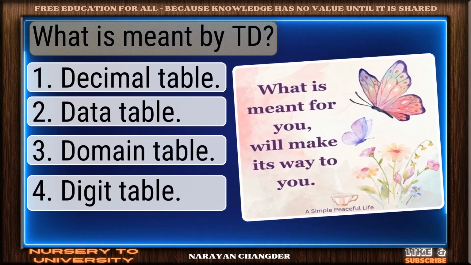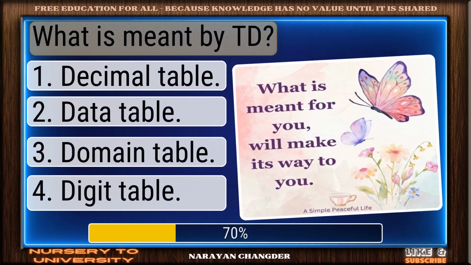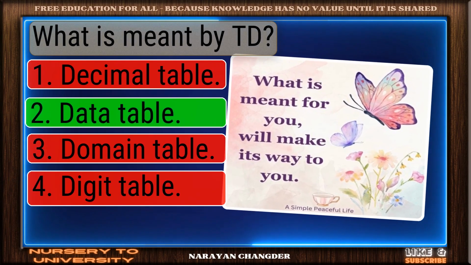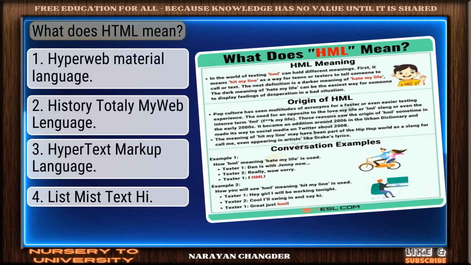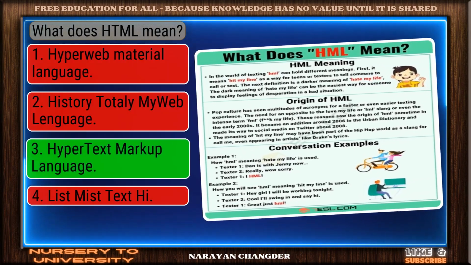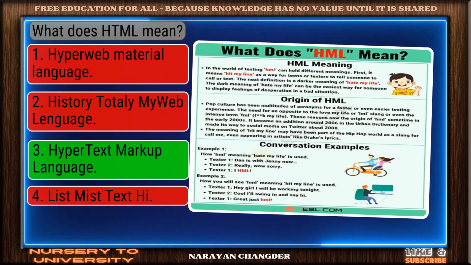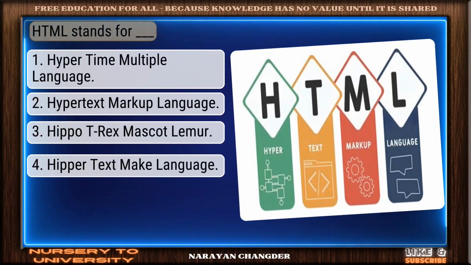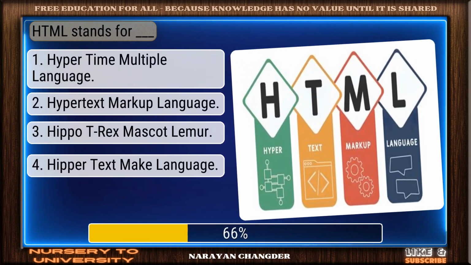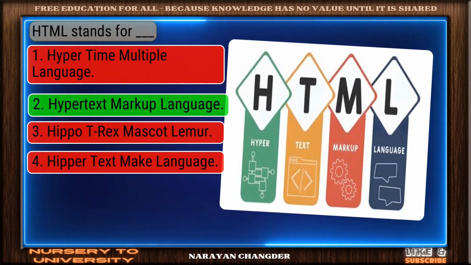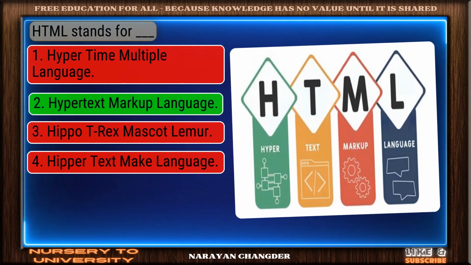What is meant by TD? Exactly. Table data makes sense, and it is right choice. What does HTML mean? Smart move. Hypertext markup language is an accurate answer. HTML stands for dash. Solid response. Hypertext markup language is a valid choice.